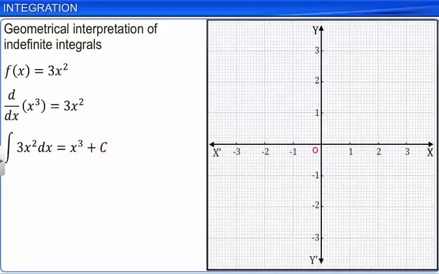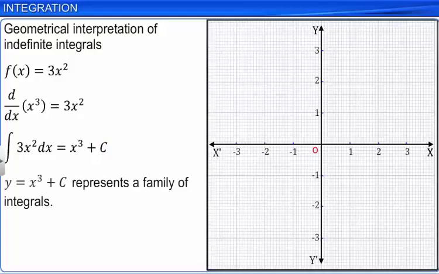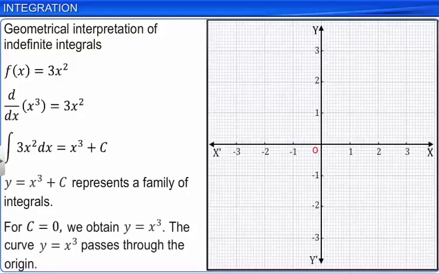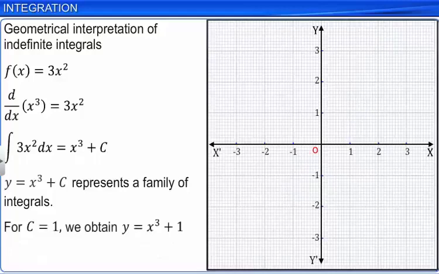Let y be equal to x cube plus c, where c is an arbitrary constant, represent a family of integrals. Let's now see how the curve of y is equal to x cube plus c looks for different values of c. For c is equal to 0, we get y is equal to x cube. The curve is as shown and passes through the origin. For c is equal to 1, we have y is equal to x cube plus 1.